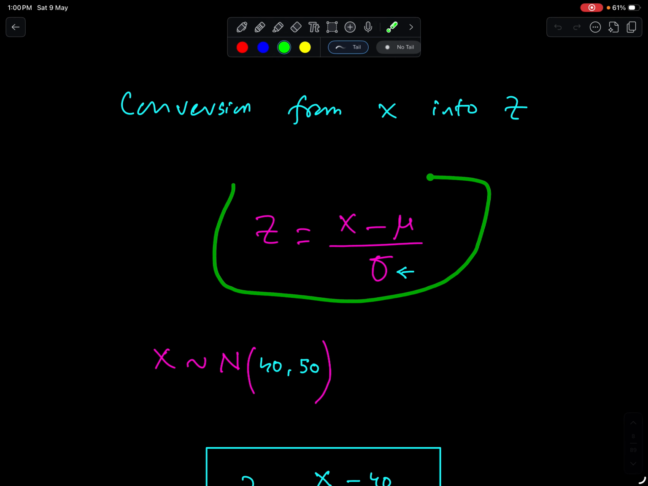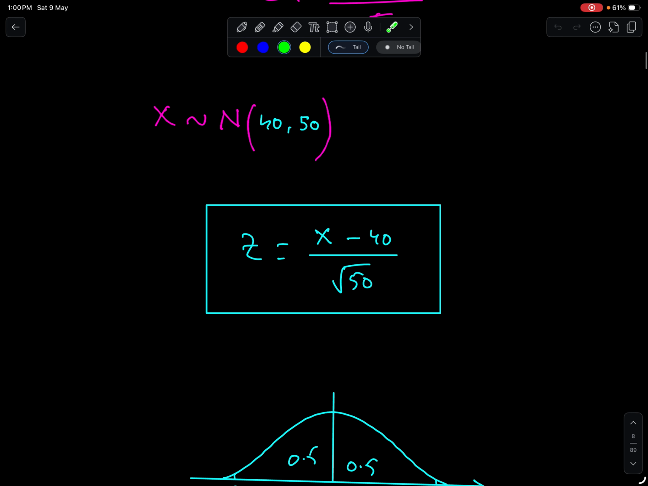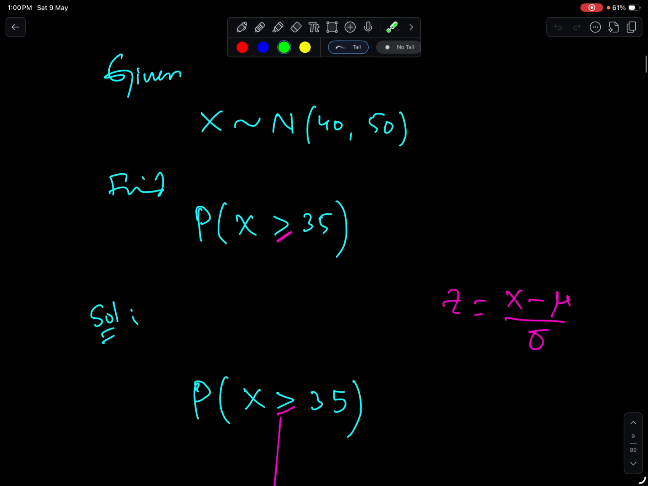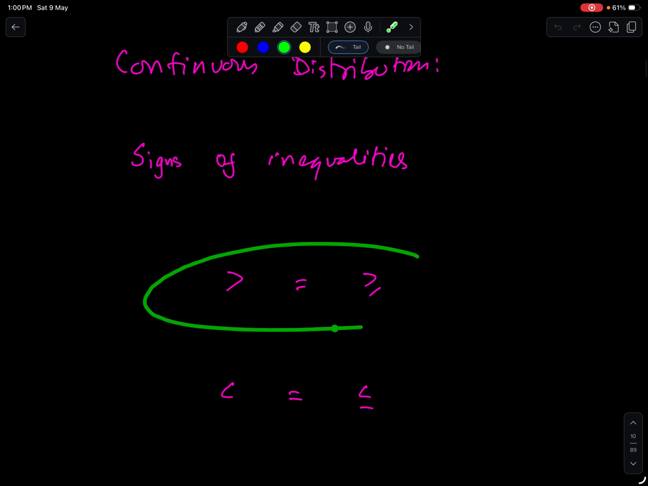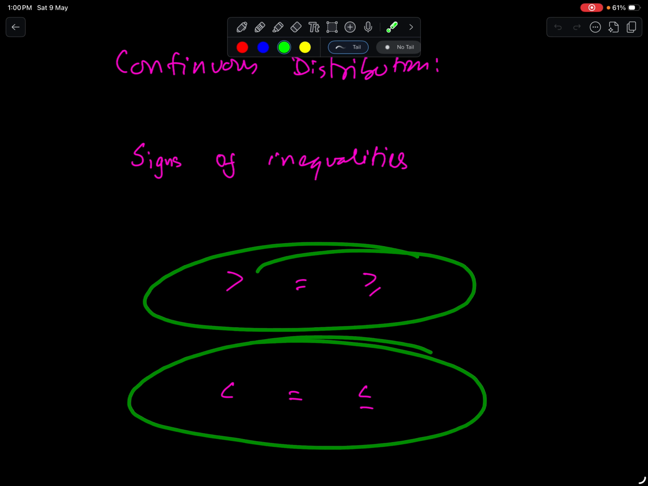Conversion, this is the formula of conversion from x to z: x minus mu over sigma. So if mu is 40 and sigma square is 50, write 40 here and under root 50 here. In normal distribution, continuous distribution, these signs mean the same thing.